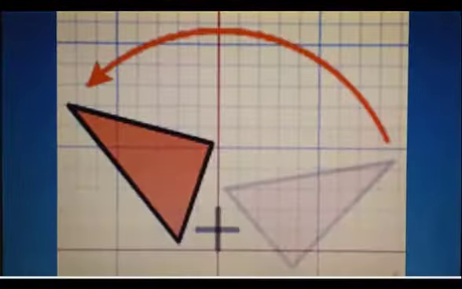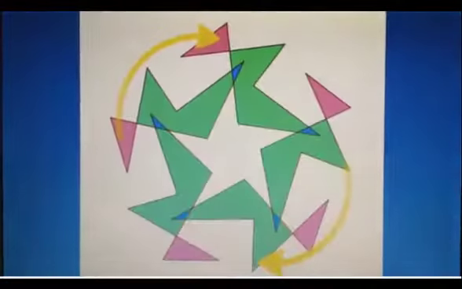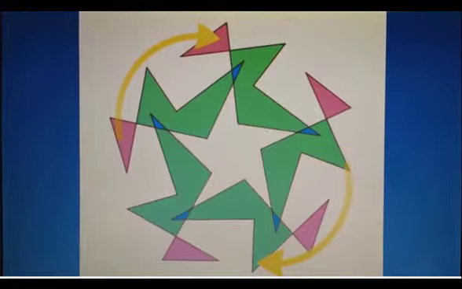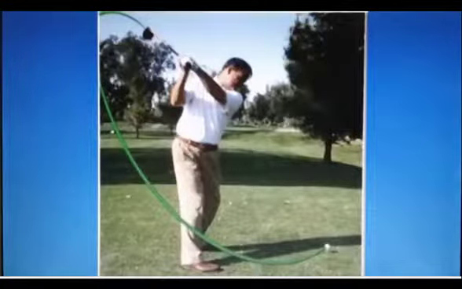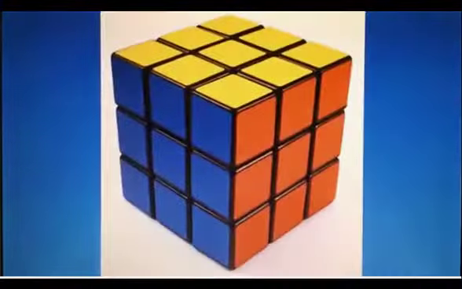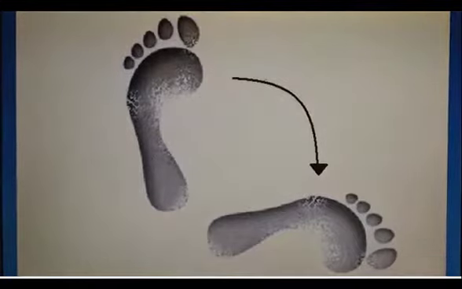Here's a geometric representation of a triangle being rotated a certain amount of degrees about the x. Or these geometric shapes being rotated in a clockwise fashion. The head of a golf club on a golfer's swing is a rotation. And the way we move the parts of a Rubik's Cube are also a rotation. Here's a footprint being rotated or spun.